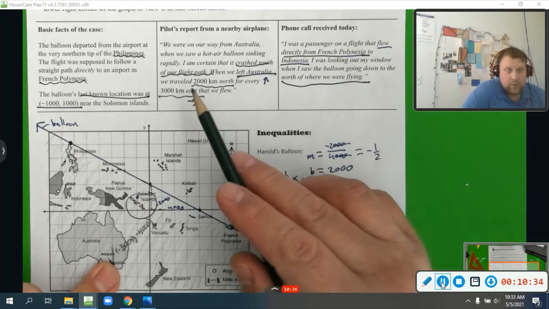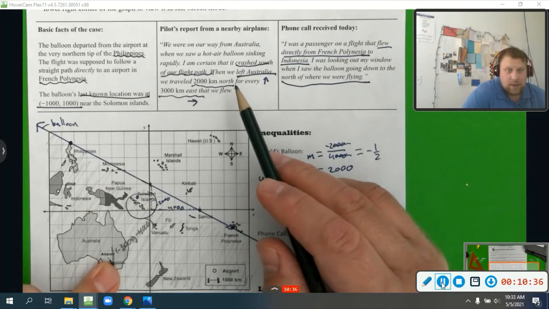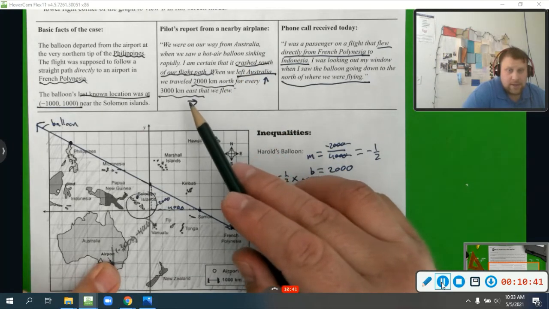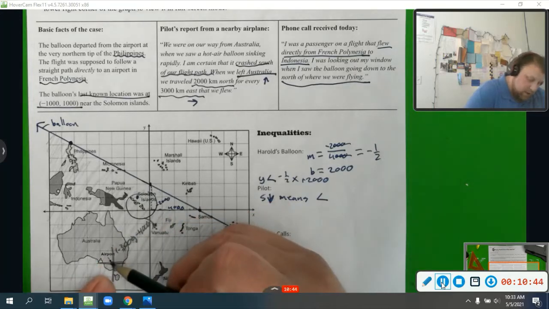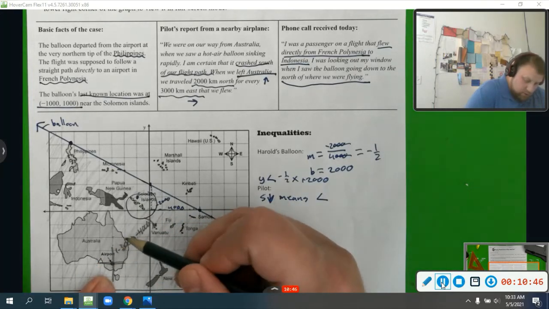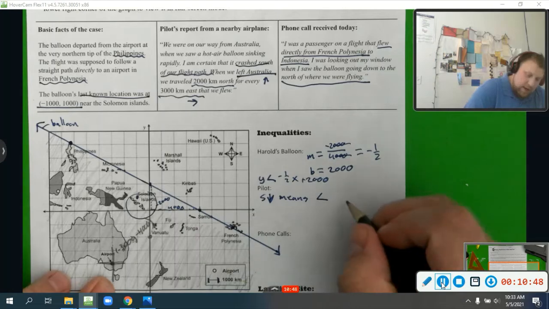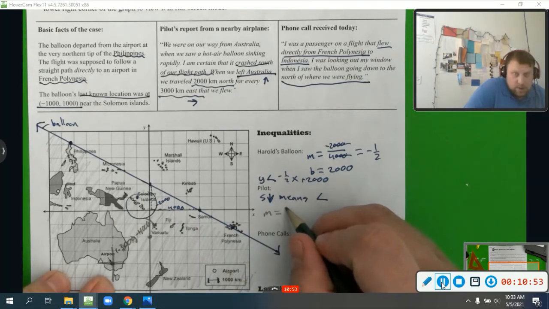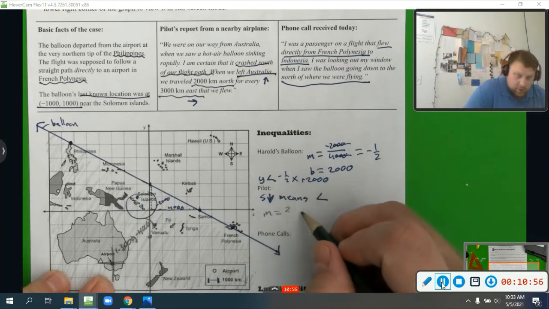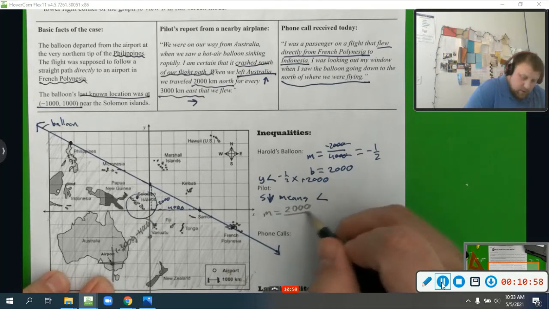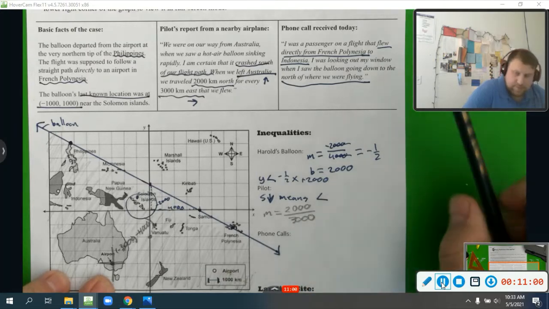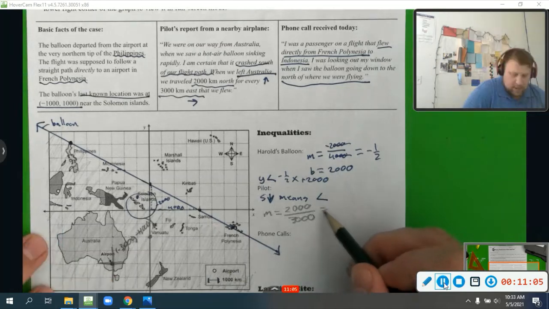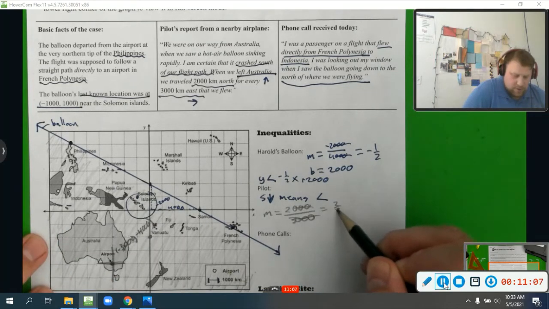It says we traveled 2,000 kilometers north, that's up, for every 3,000 kilometers east. That's right. So that means we go up from here. Up 1, 2, over 1, 2, 3. So that's a slope, by the way. So notice we know what our slope is. M equals north. We always do the vertical first. 2,000 over 3,000. So now we have our slope, and what does that equal? Again, zeros cancel out. We're just left with 2/3, and it's positive, right?